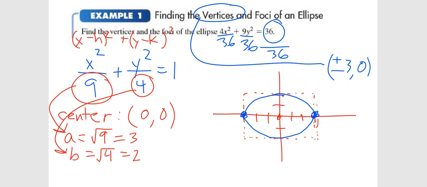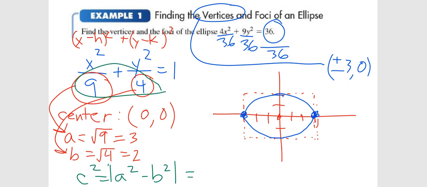All right, now. It's also asking me for the foci. So we need to look at that relationship. c squared equals the absolute value of a squared minus b squared. Basically, folks, you're going to take the 9 and the 4 and subtract them. And it doesn't matter whether you put the larger one first or the smaller one first, because you're going to take an absolute value of it, right? So it doesn't matter. And so we get 5 there.